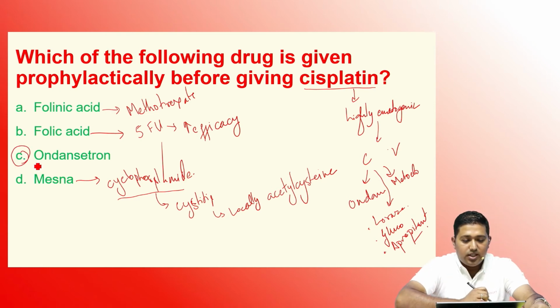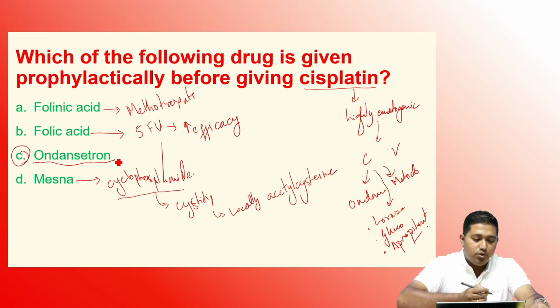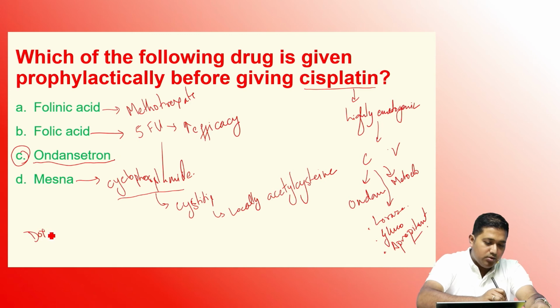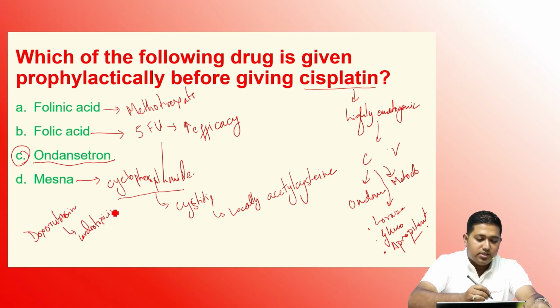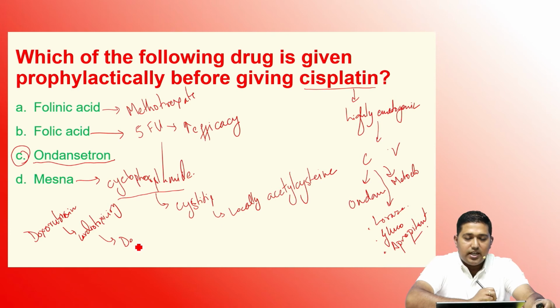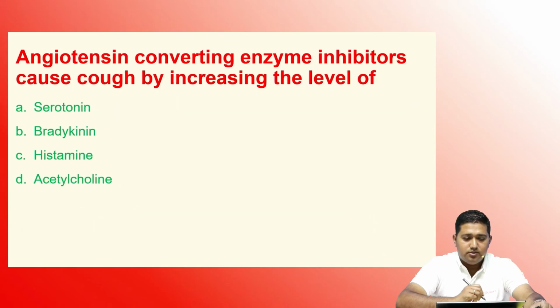One more thing that I would like to add here is the use of doxorubicin. Doxorubicin is also going to cause cardiotoxicity, which can be decreased by giving a drug called dexrazoxane. It's an iron chelator. It can be used to decrease the cardiotoxicity of doxorubicin. So let's go towards our next question.